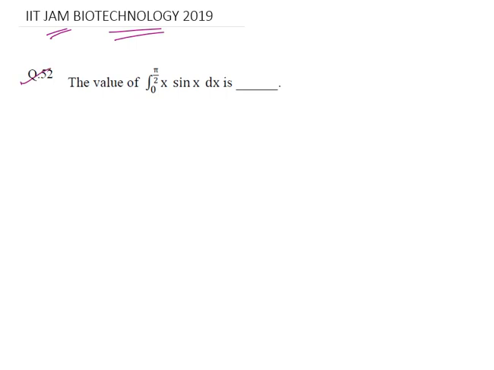This is question number 52 from section 3, that means this is a numerical answer type question. As we know that in this type of question we need to find a numerical value as an answer. So here we are given the integration from 0 to pi by 2 of x sin x dx, and we need to find the value of this integration. So let's get into the solution.